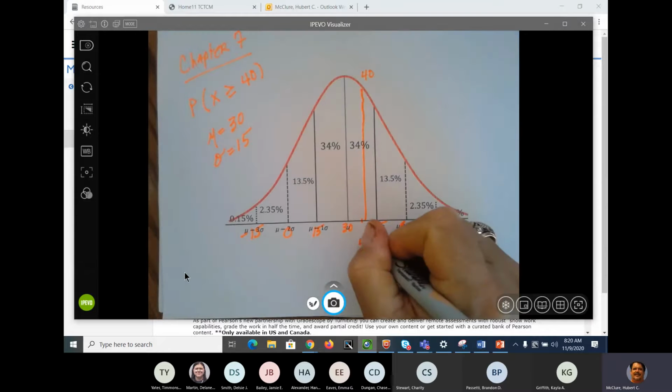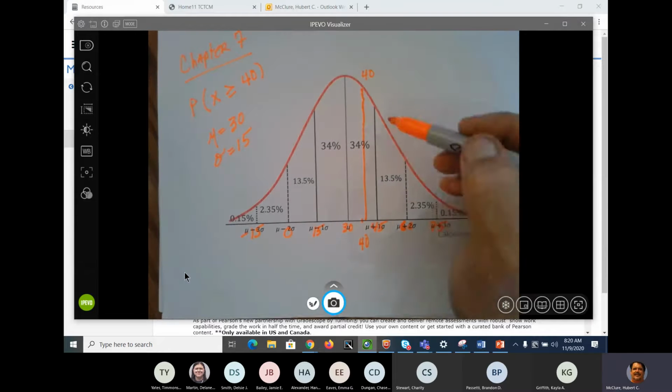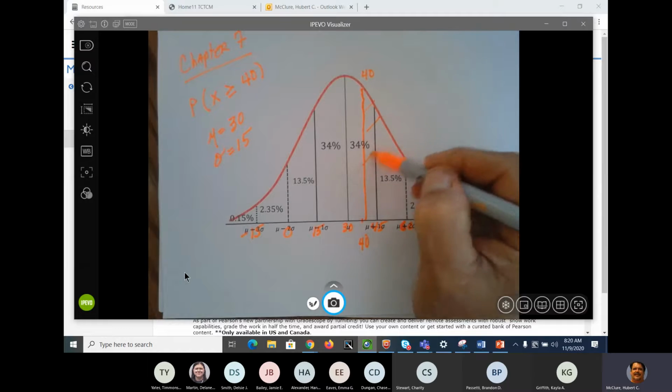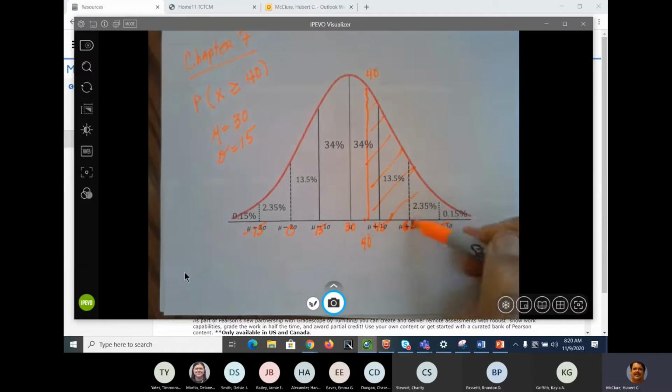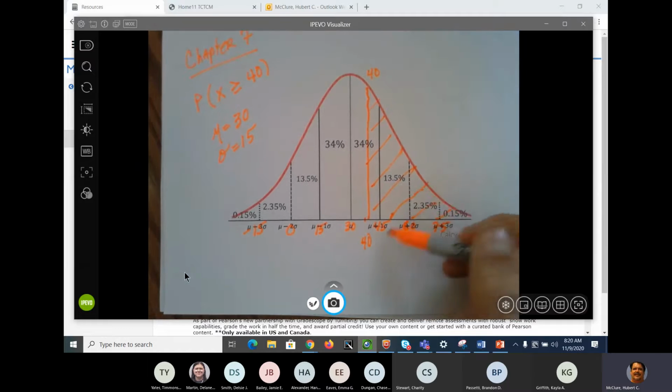And they want to know what's the probability of being greater than a test score or age or whatever of 40. That's what we did in chapter 7. Everybody with me?